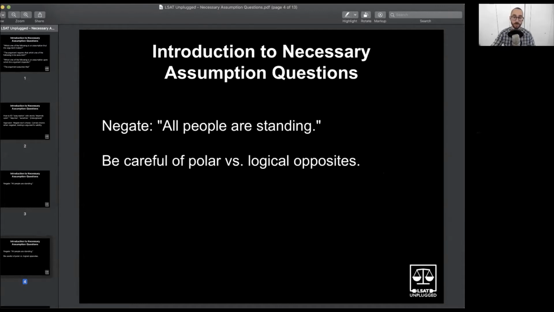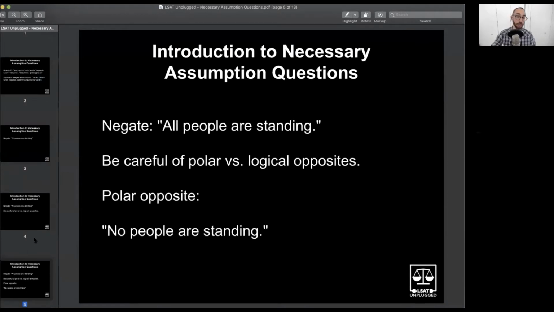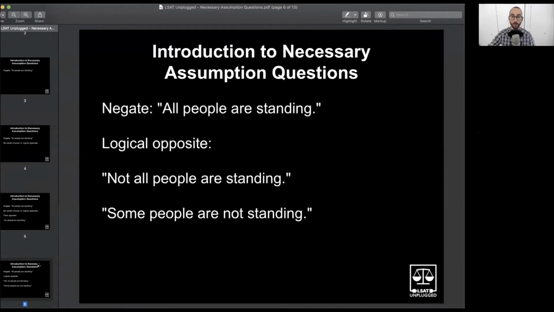So generally spot on. I would go with the not all as the simplest formulation of this. But I would say Nina is also saying it is not the case is a great way to negate. You just put the phrase in quotes, add it is not the case in front, and you've got your logical negation, your logical opposite. So polar opposite would be nobody is standing, whereas a logical opposite would be not all people are standing, or in other words, some people are not standing.